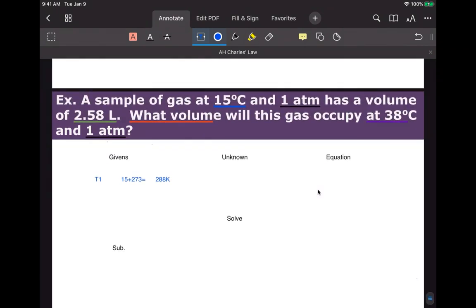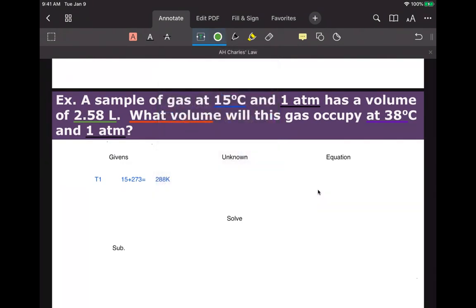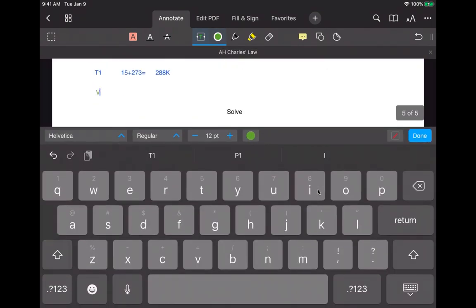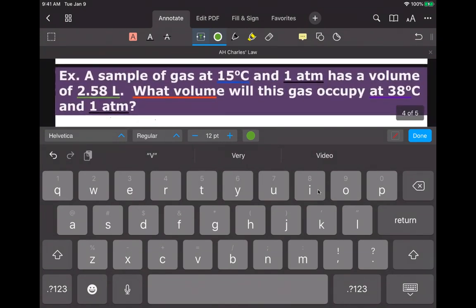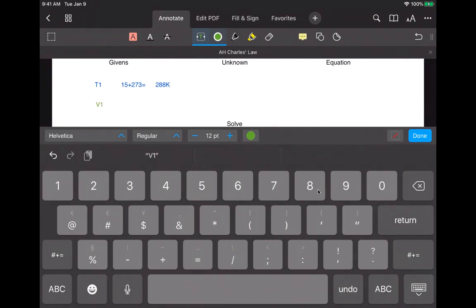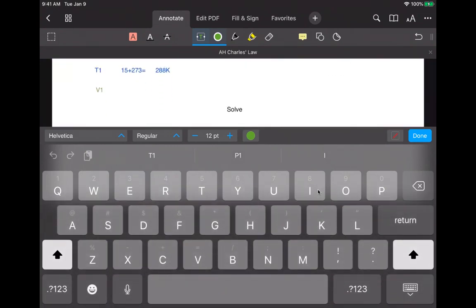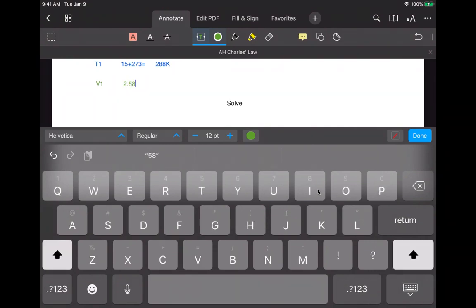Our next given, besides pressure, which we've already discussed is not necessary, is our first volume. This is the first volume because if you look at the problem again, it is paired up in the same sentence, in the same language as 15 degrees Celsius as our previous temperature. So it's not just V, it is V1. V1 is going to be equal to 2.58 liters.